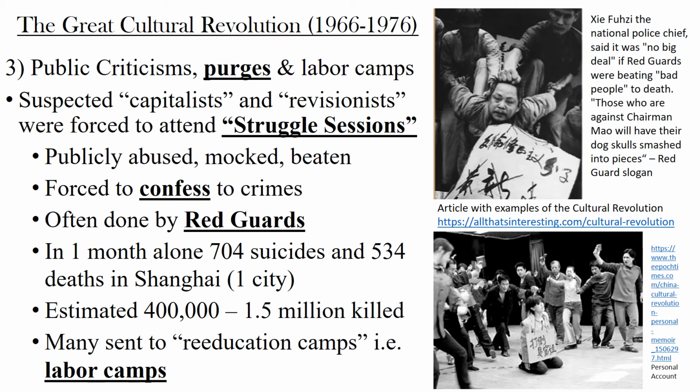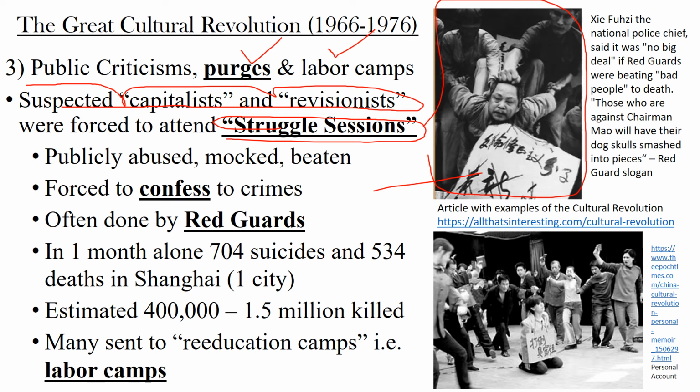Another tool, another action of the Great Cultural Revolution were struggle sessions. So these fit hand in hand with the purges and the labor camps. And so anyone suspected of being one of these revisionists, one of these capitalists, one of these rightists, whatever the term they used, were forced to attend struggle sessions. And these were brutal, brutal human rights violations, pretty clearly, I think you can argue.